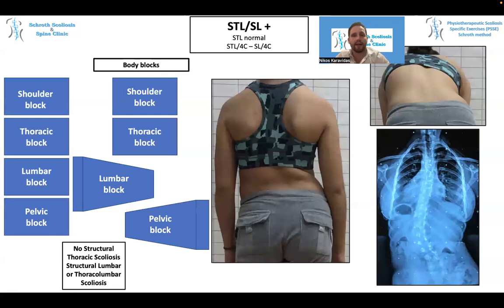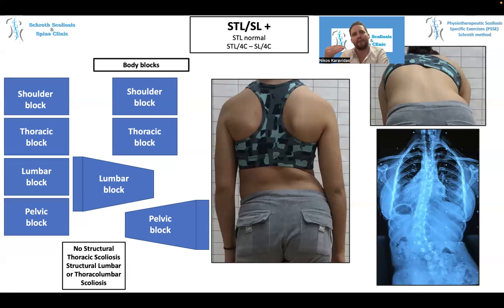The last types are the single thoracolumbar or single lumbar curves. And these are, by definition, single scoliosis. So we have no structural thoracic scoliosis, but structural lumbar or thoracolumbar scoliosis. We usually say that the most typical case is to classify STL or SL plus, but I have to tell you, because this is just a main curve, this means that, of course, you can get the maximum of correction. Take care, in some exercises, not in all exercises. So even this curve type can get some overcorrection, but not in every exercise, just in some of them.